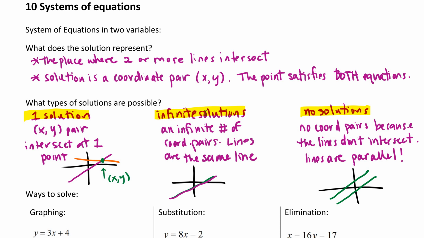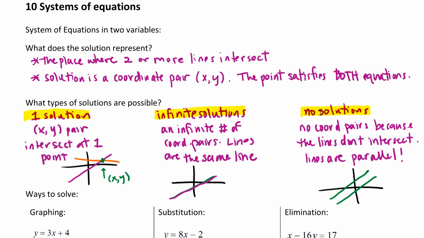You could have infinite solutions. Infinite solutions is when the lines actually end up being the same line on top of each other. So every coordinate pair that exists on those lines are shared. So there's an infinite number of coordinate pairs. It's not the same as saying all real numbers. All real numbers is not the solution, but infinite solutions is.